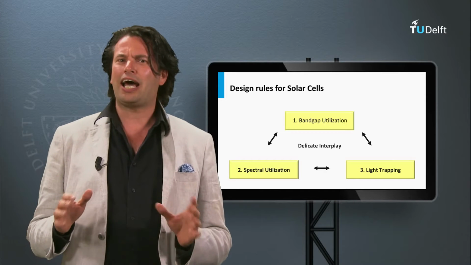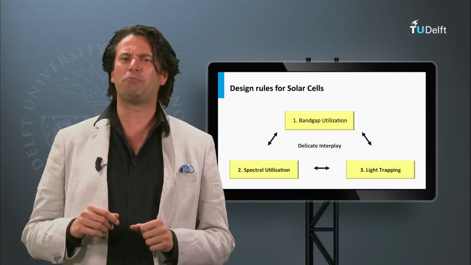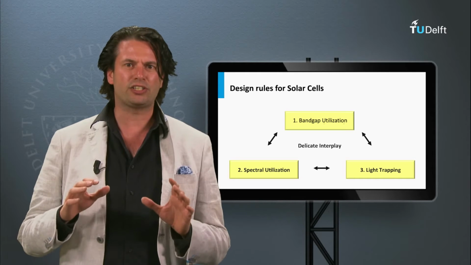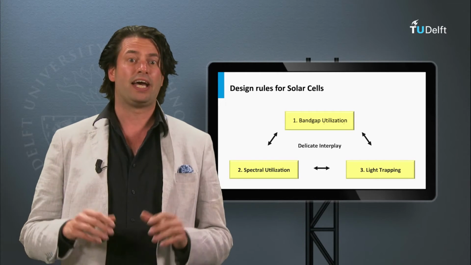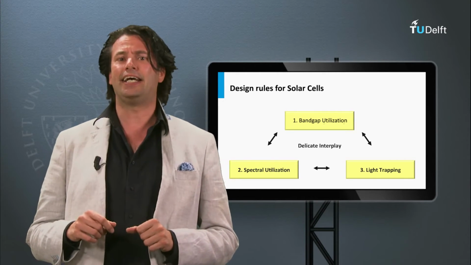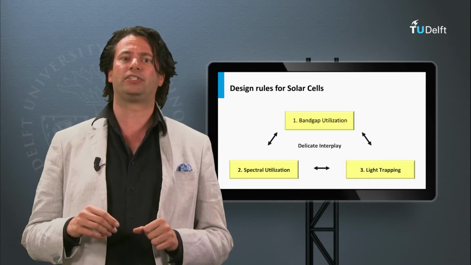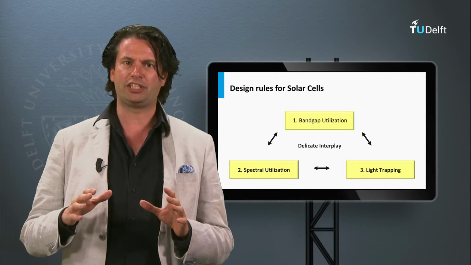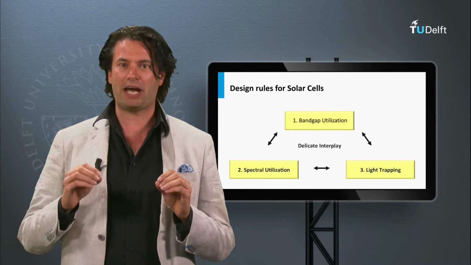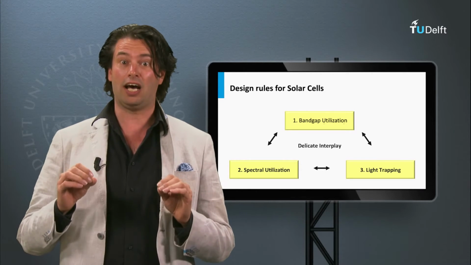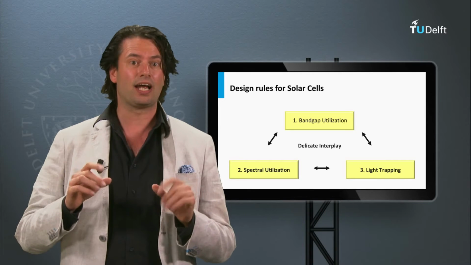I always like to show this simple diagram to my students, which summarizes the important design rules. As you can see, I identify 3 important design rules: utilization of bandgap energy, spectral utilization, and the last engineering tool, which is light trapping.